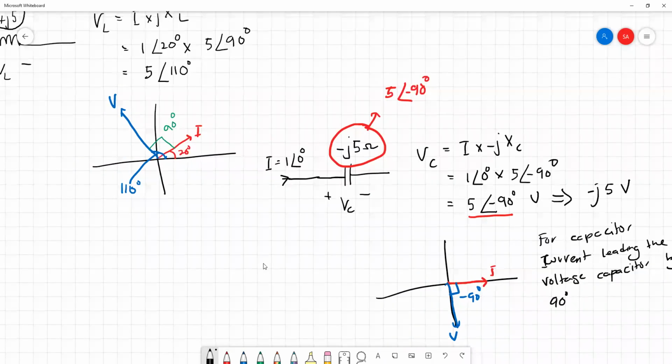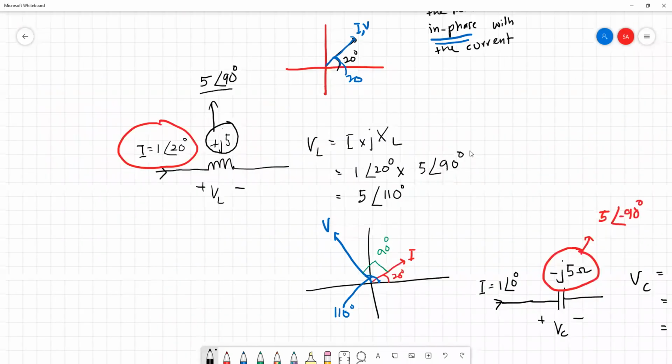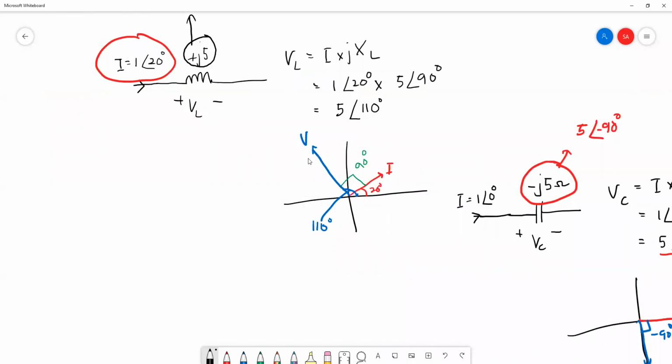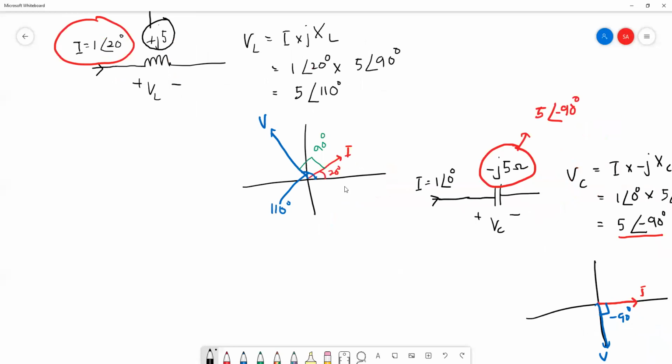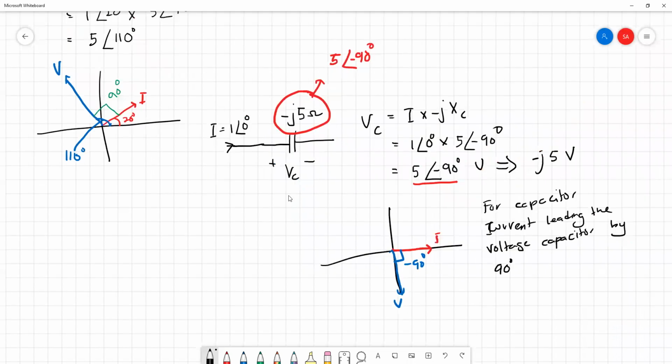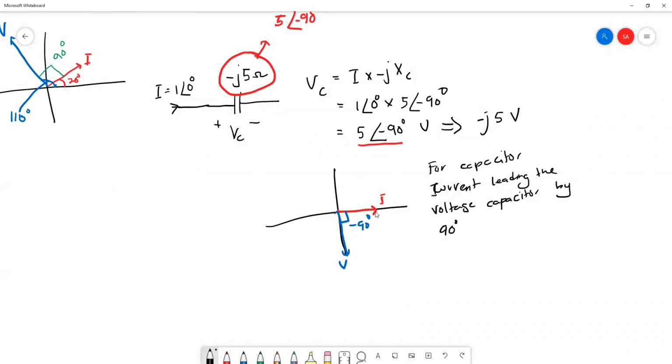If you see carefully, for the inductor, the voltage is always leading. Just to standardize, usually, for example, our TNB bill, the power factor, and so on, we always refer to the current. So for the inductor, the current will always be lagging, meaning behind the voltage by 90 degrees. But for the capacitor, the current is always leading the voltage by 90 degrees.